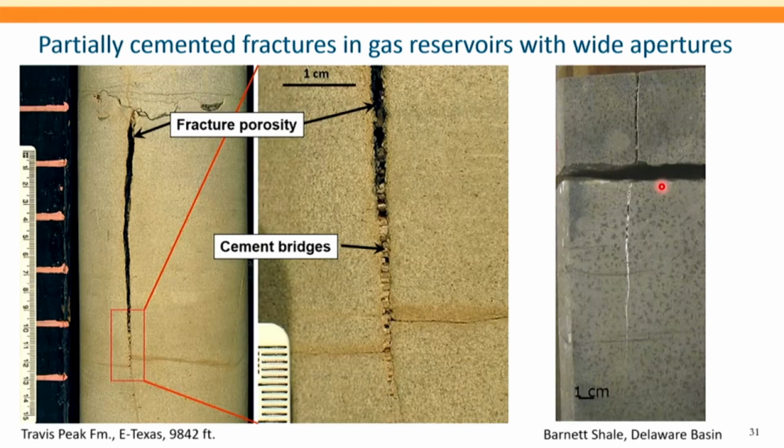But then we have natural fractures that look like this in the subsurface. So this is a tight gas sandstone in East Texas, Travis Peak Formation. That is in millimeters here, okay? Centimeters here, and that's in inches. So those are massive wide open fractures. That's Barnett Shale, the Delaware Basin, also partially open fractures. So they do exist with wide apertures.